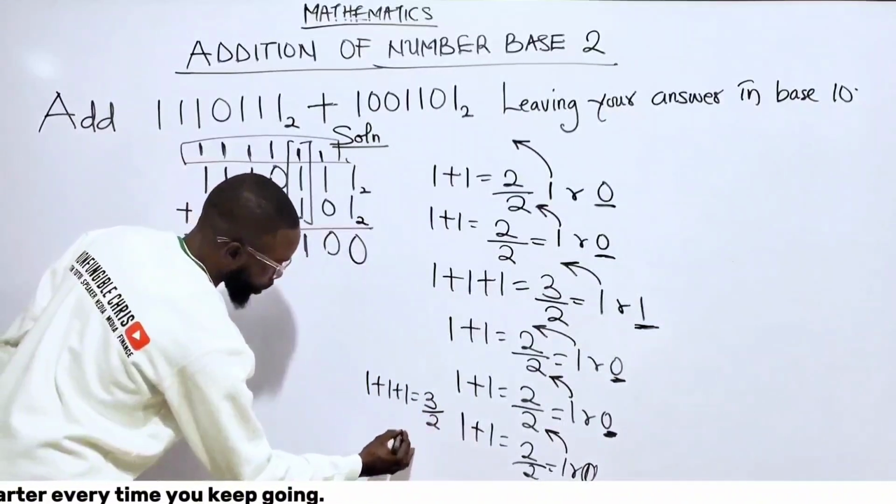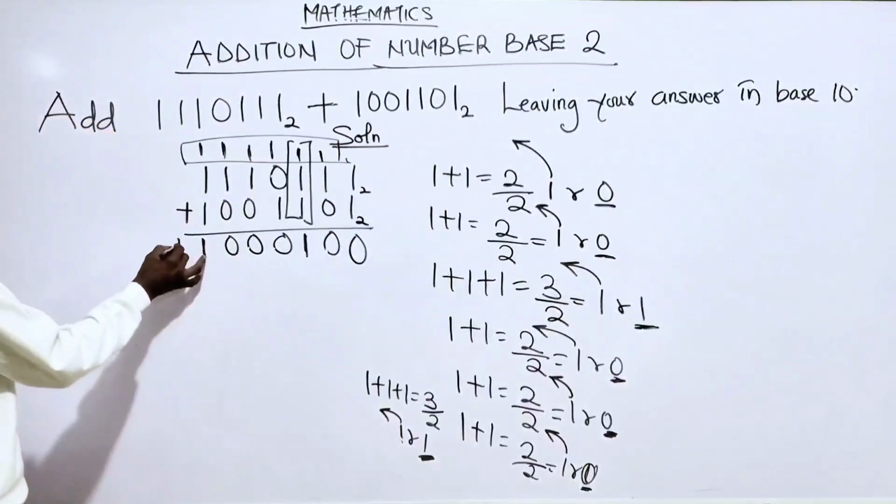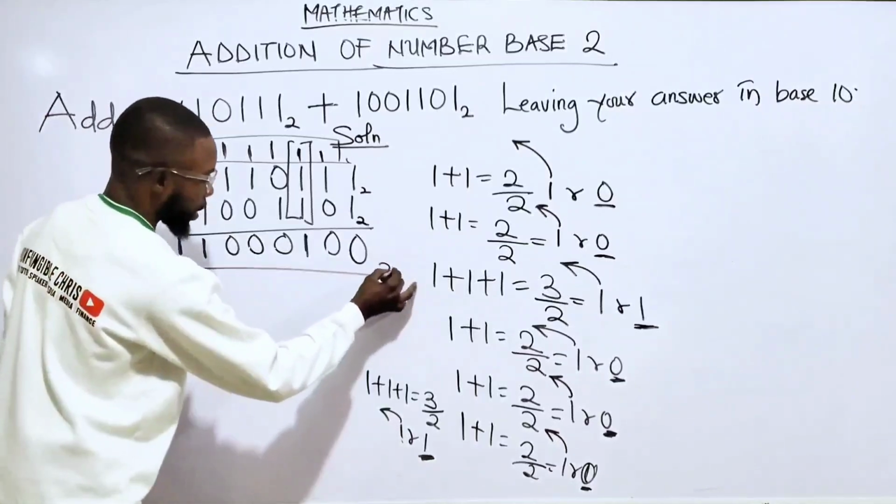3 divided by 2 is 1 remainder 1. So we'll fix 1 and then move 1 over. So we'll fix 1 here. The remaining one we are moving over will stay here. Right? So this is our answer in base 2.